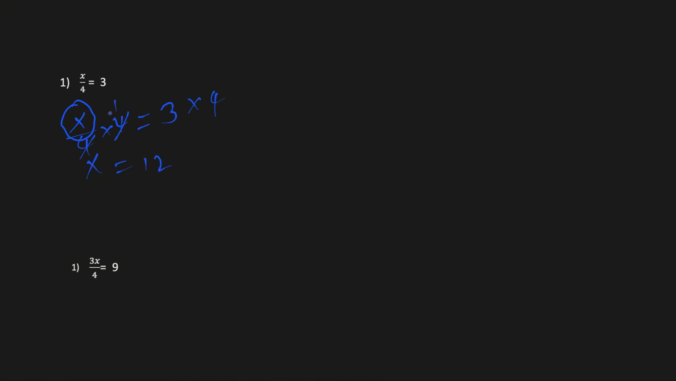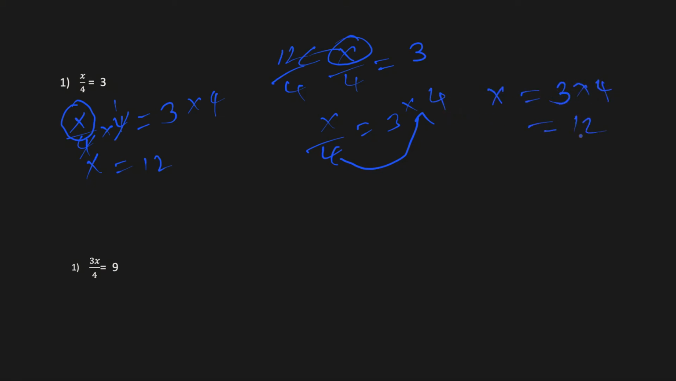Or the other way is, what is that number that if I divide by 4 gives me 3? So we know that if I divide 12 by 4, I get 3. Or the other way is just transfer this over here in multiplication form. So we get x is 3 times 4, which is 12. Cool.